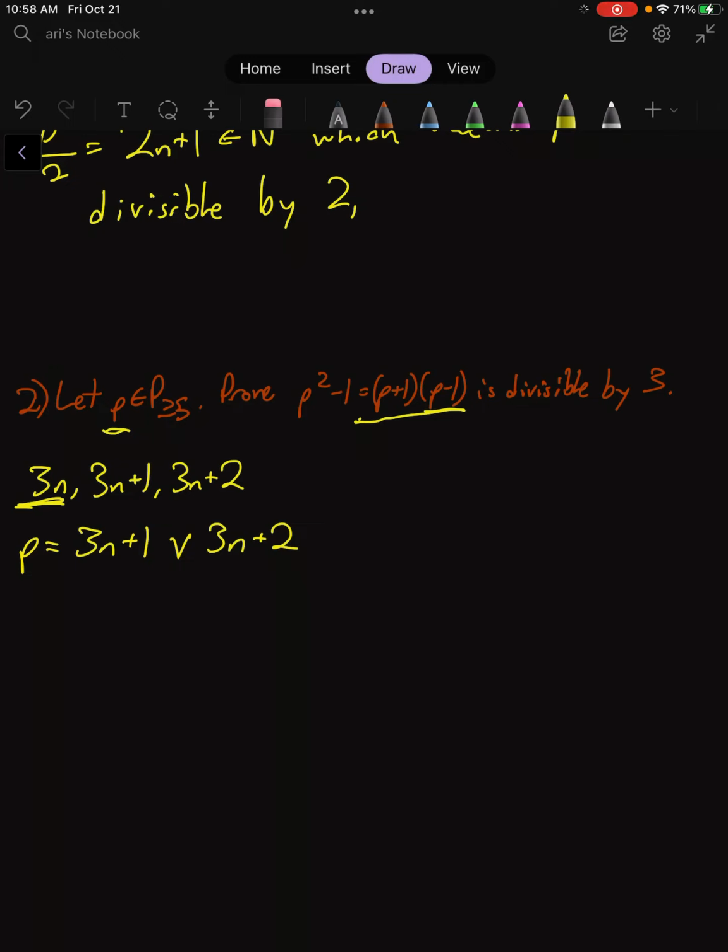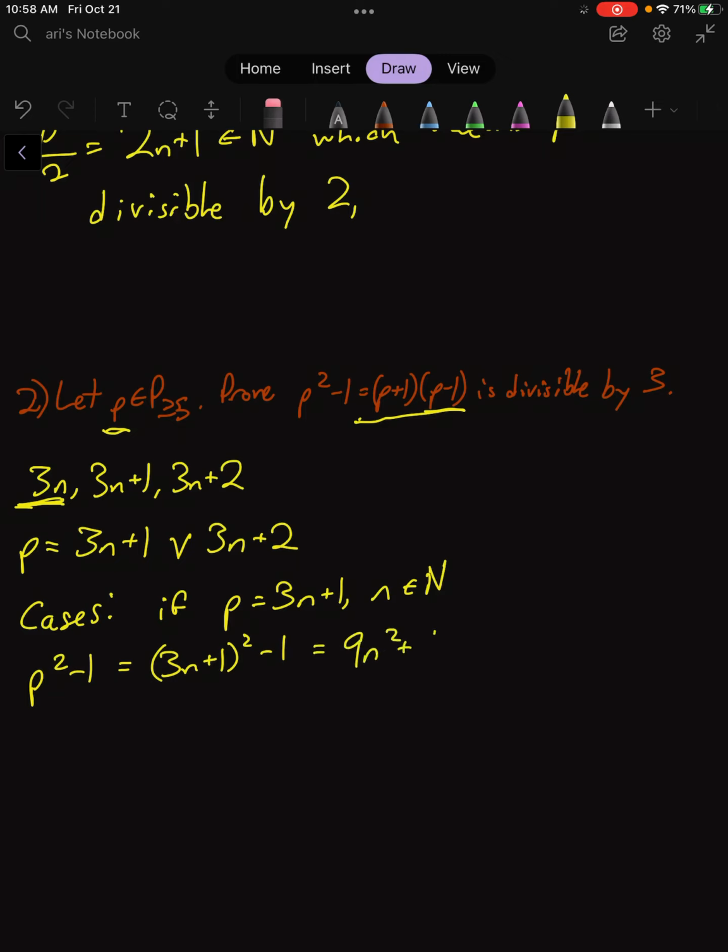So now let's do a proof by cases. If p is equal to this form of 3n plus 1 for some natural number n, then p squared minus 1 equals 3n plus 1 squared minus 1, which would equal 9n squared plus 6n. That's it, because we have plus 1 and minus 1 cancel out, and we could factor out 3. That equals 3 times 3n squared plus 2n, which is not prime.